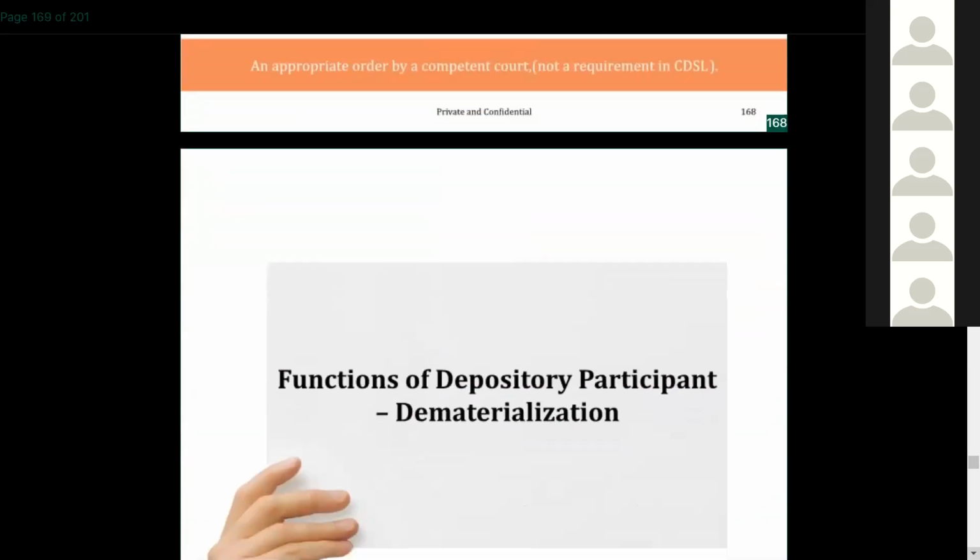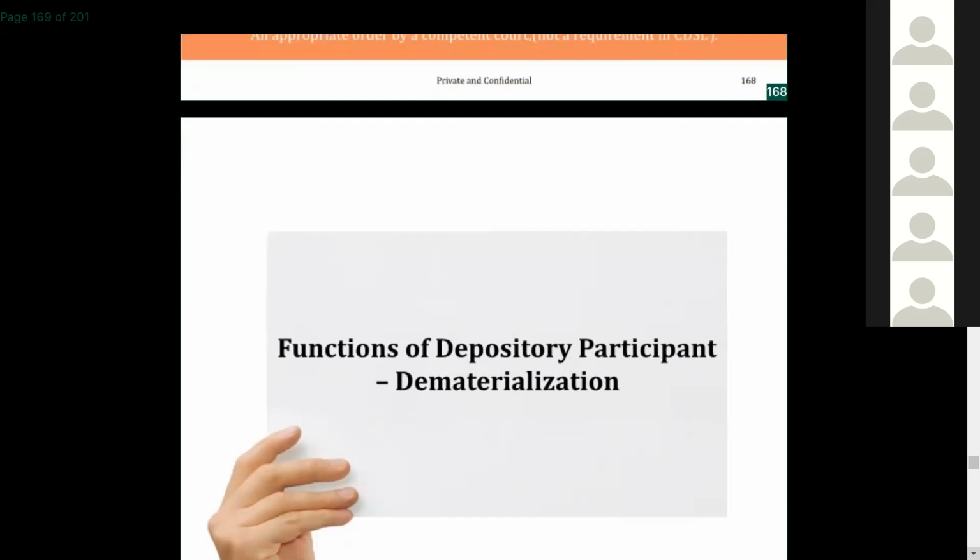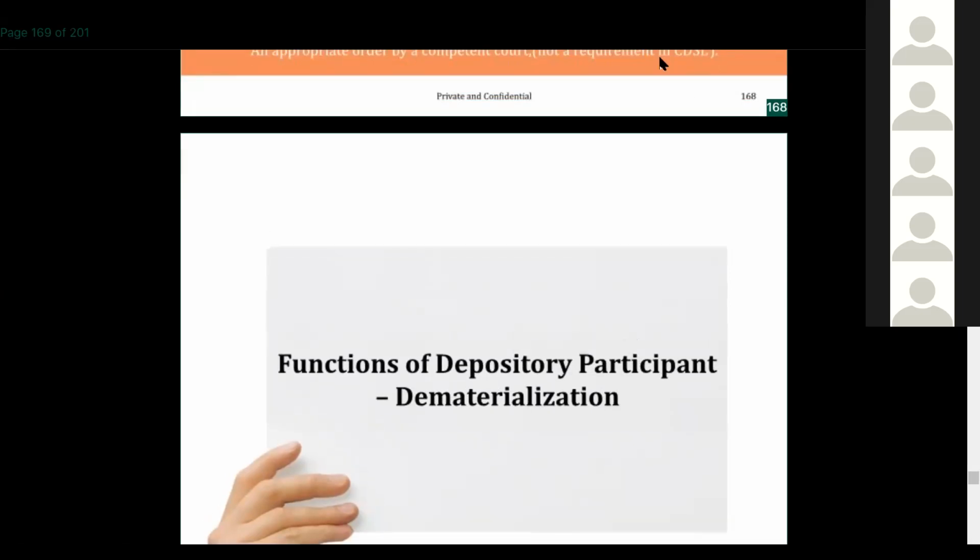So this we have seen enough. What is dematerialization? And who is going to tell? Rahul, tell us the process of dematerialization. How will the client get his shares or his securities dematerialized? What will be the process?